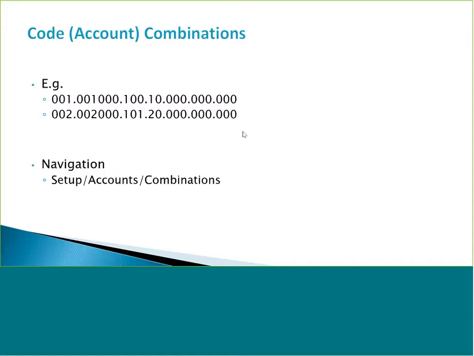Now, when I use the term valid and invalid, as we are going to see later, it's not valid or invalid as per the functionality of general ledger, but it is valid or invalid as per the business rules or the business organization of the enterprise that we are implementing general ledger for. So at this point, I would like to show you the combinations table on our Oracle instance.